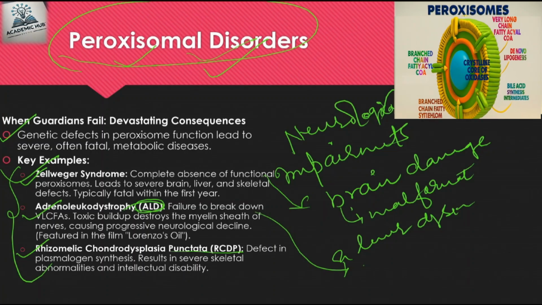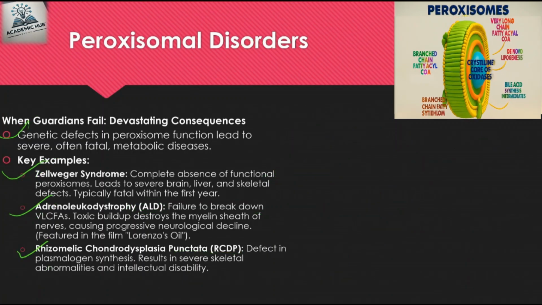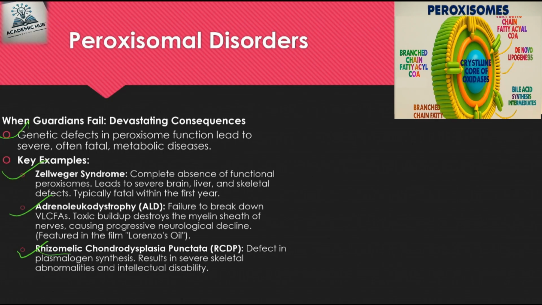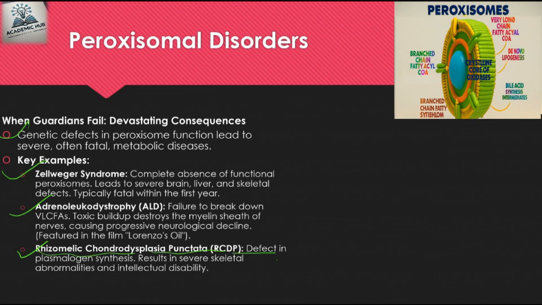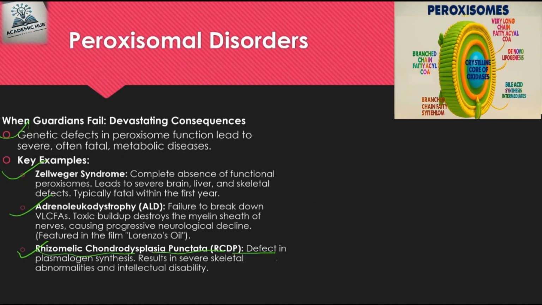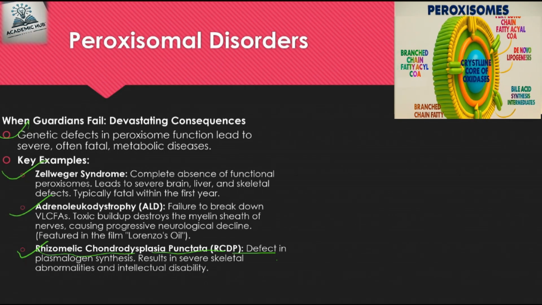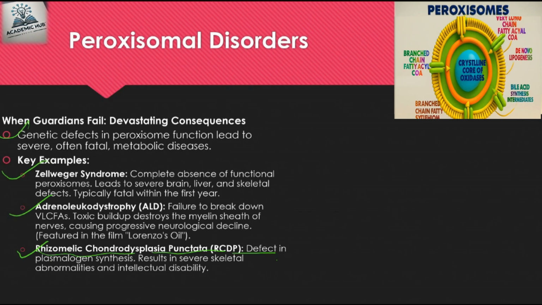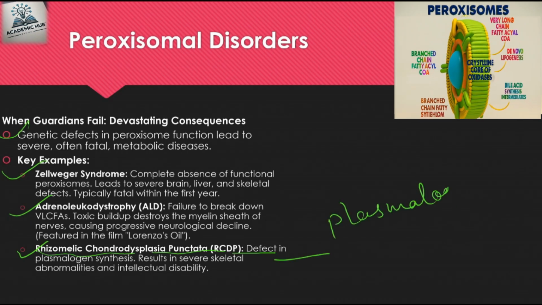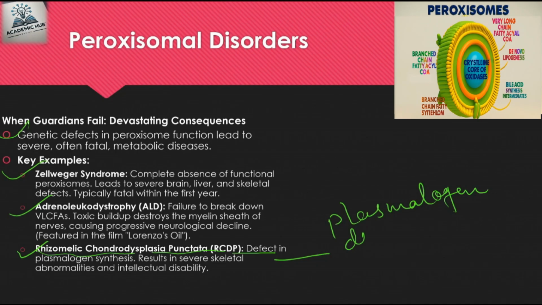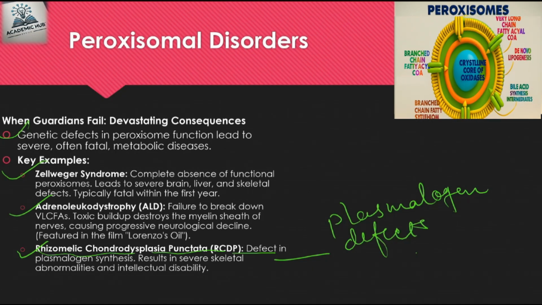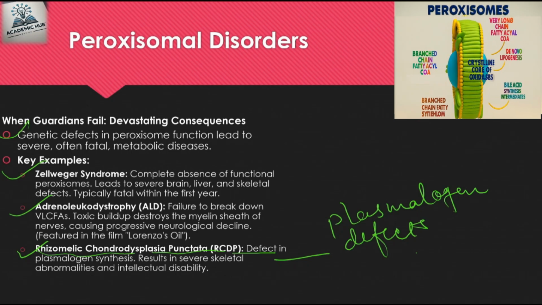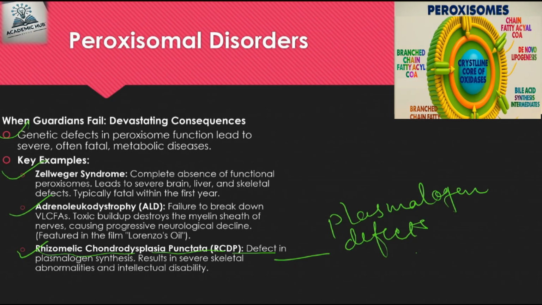Next is rhizomelic chondrodysplasia punctata, RCDP. This is a disorder which arises from a specific defect in the peroxisomal synthesis of plasmalogens. It is characterized by several skeletal abnormalities, profound intellectual disabilities, and the development of cataracts.